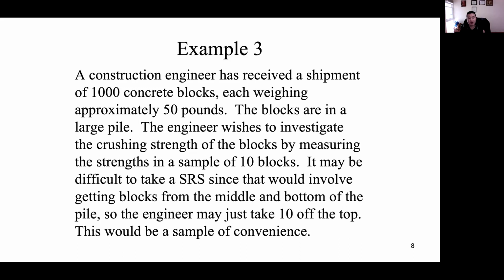It may be very difficult to take an SRS, a simple random sample, because if we do that, we should get blocks from the middle part of the pile, the top part, and also the bottom part of the pile. Remember the concrete blocks are very heavy, 50 pounds each, so it's not realistic to get a simple random sample. Instead, he just takes 10 blocks from the top, which is easy to reach. This is an example of a sample of convenience.